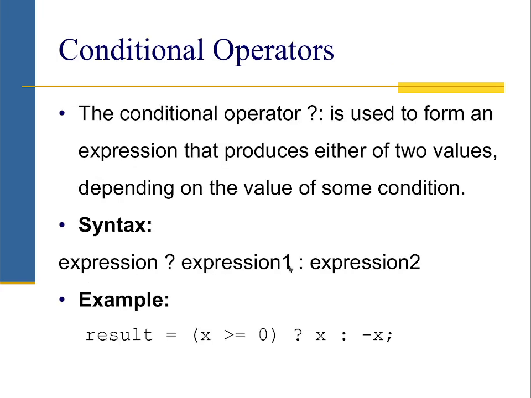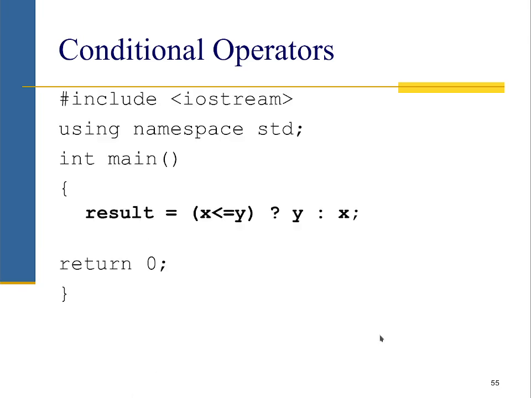We have conditional operators, and the conditional operator, like this, the question mark, is used to form an expression that produces either of two values depending on the value of some condition. And this basically is your expression and your second expression. Like result is equal to x greater than or equal to 0, then your conditional operator, x, and your second expression. Conditional operators.